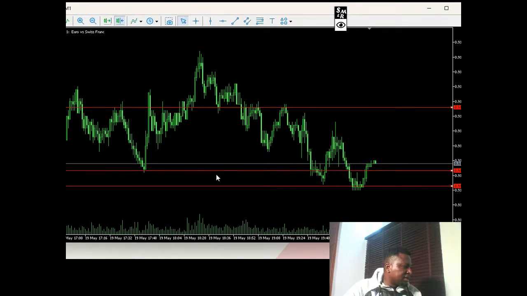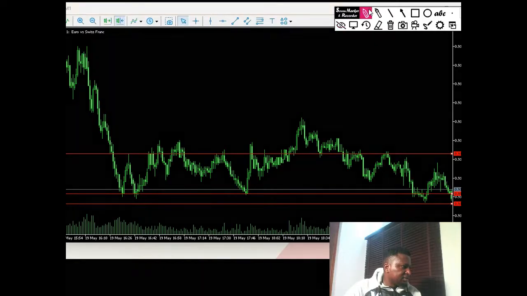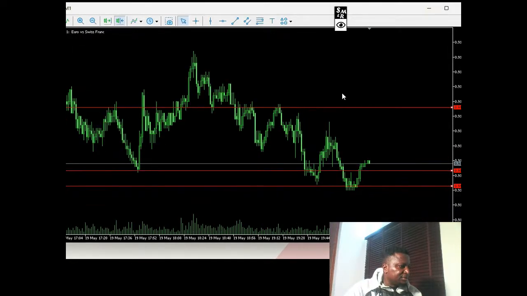So this is also another key level here. You can see that at this point price tested it twice. This is the third time. So this is another key level.